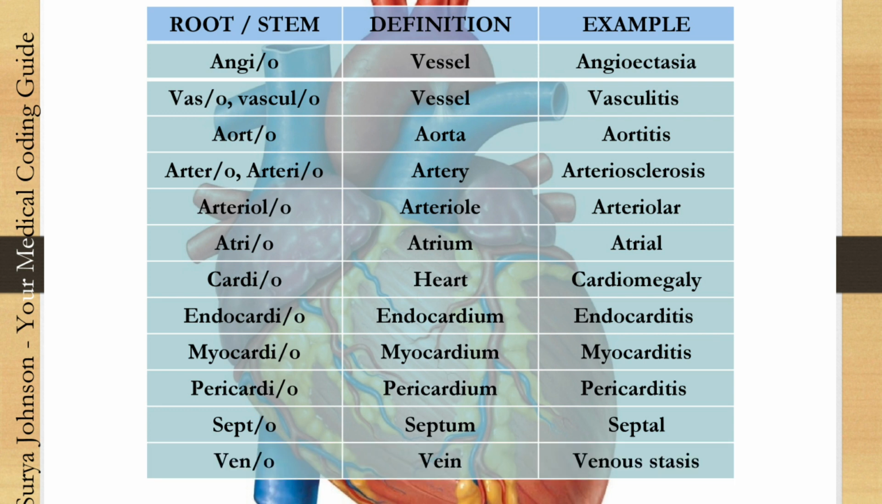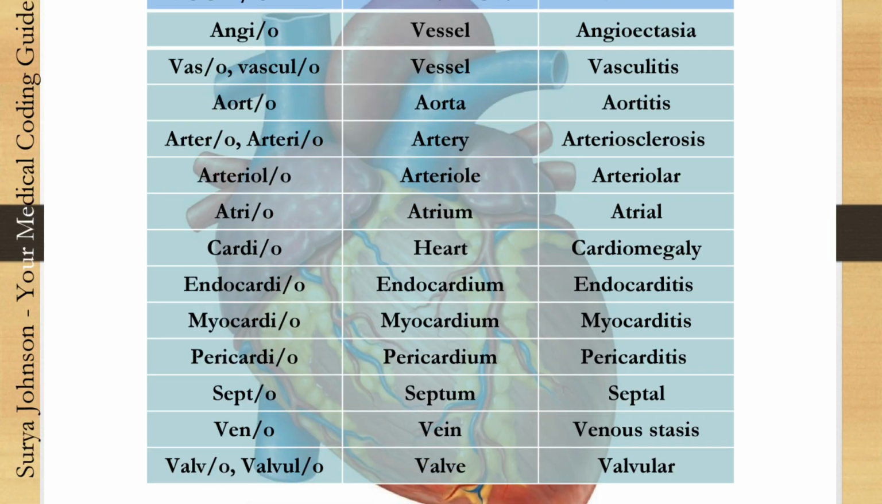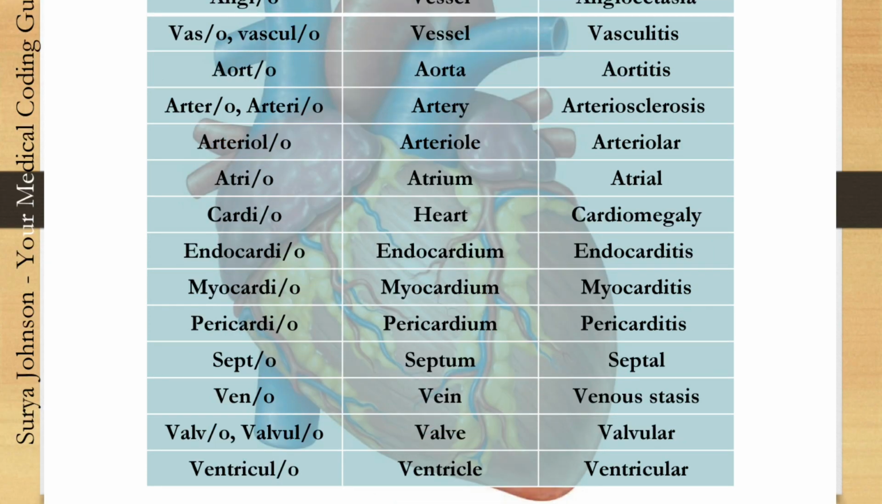The next one, veno. Veno means vein. Example, venous. Venous means pertaining to the vein. The next one, valvo or valvulo. Both mean valve. Example, valvular. It means pertaining to the valve. The next one is ventriculo. Ventriculo means ventricles. Example, ventricular.